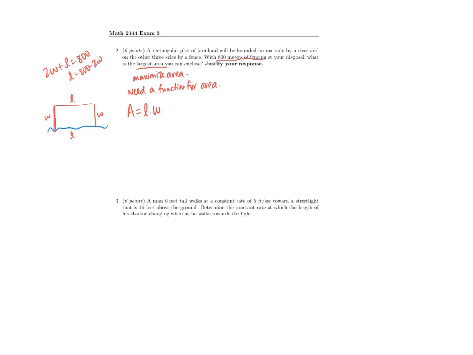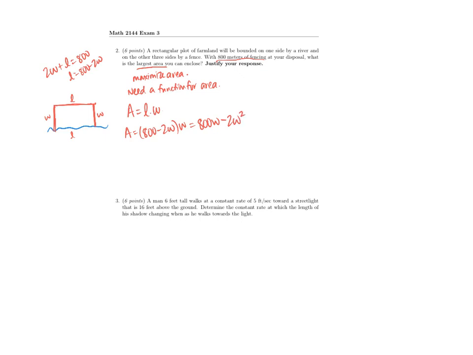So that's because 2 of these widths plus 1 of these lengths is the total amount of fencing that I have. And that other length is covered by a river, so I don't have to fence that part. So area is going to be 800 minus 2W times W. So that's 800W minus 2W squared.